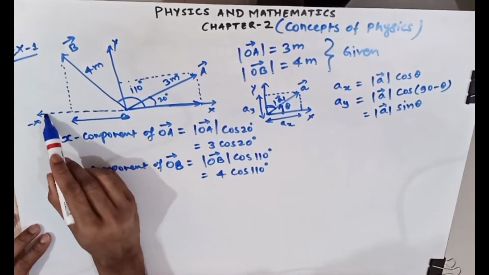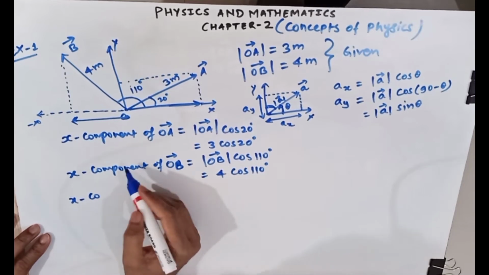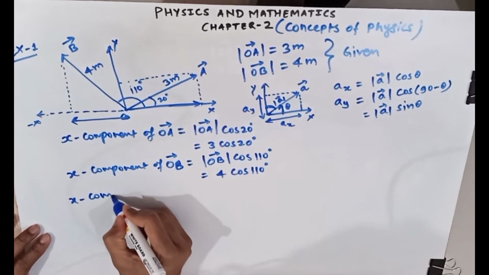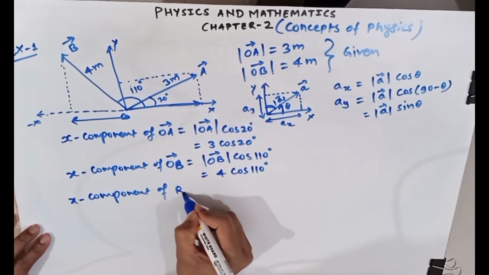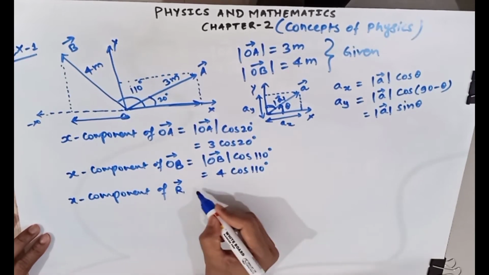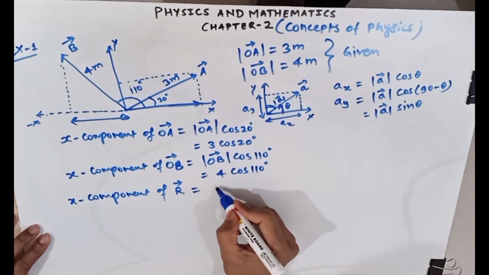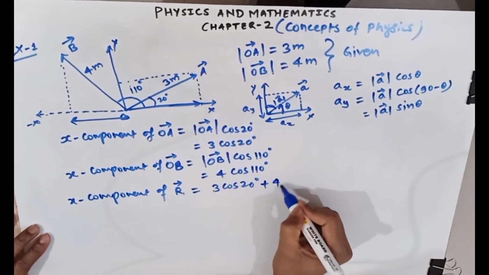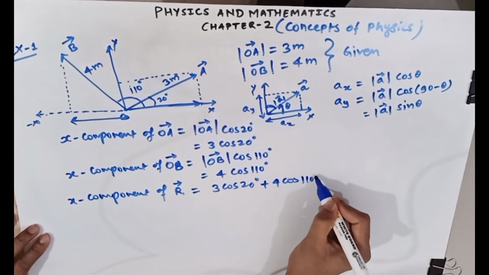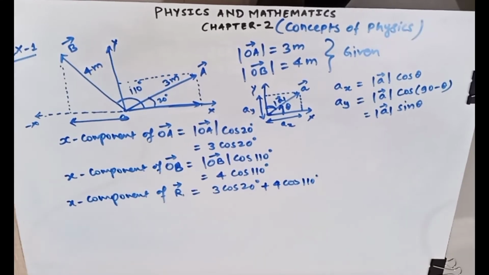Now I think it must be clear to you guys. Okay, so now let's compute the x component of the resultant. Let me call it R. Okay, so we can add up these two things: 3 cos 20 degree plus 4 cos 110 degree, correct? Now we need to find the y component.